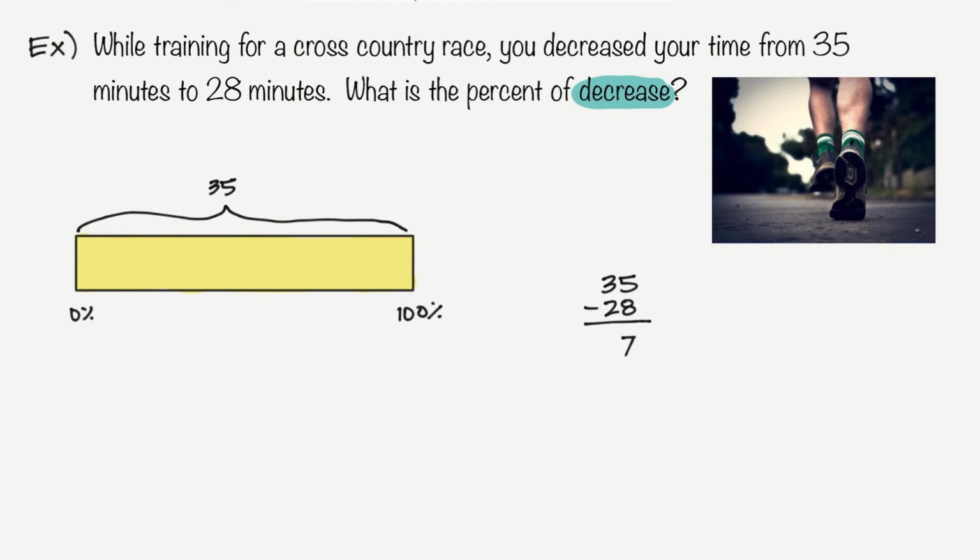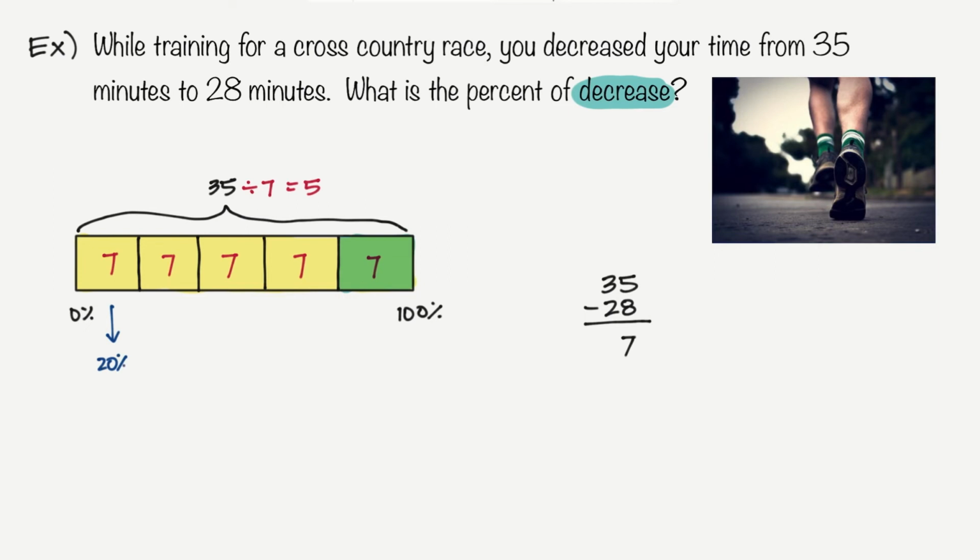So this time I'm going to take my 7 and I'm going to divide it from the 35 to give me 5, which is going to tell me I'm going to divide my bar model into 5 equal sections, each of those representing 7 minutes. So I'm going to go ahead and do that now. But since we are decreasing, that means that we're actually going to be taking away 7 of those minutes.